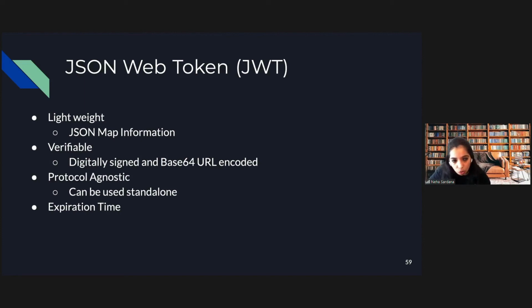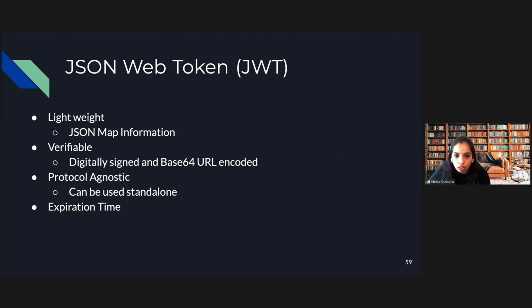Then we have JSON Web Tokens, JWT tokens, as you also call them. It's a pretty lightweight token. It holds all the information as a JSON map. You can verify it with digitally signed signatures, and those signatures are base64 encoded. It is protocol agnostic, so it can be used as a standalone feature. All the different types of protocols can use it in a similar way. It has an expiration time.